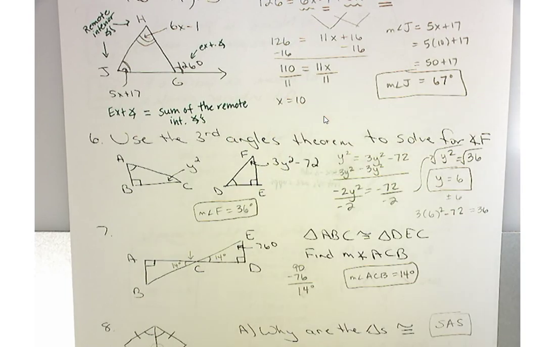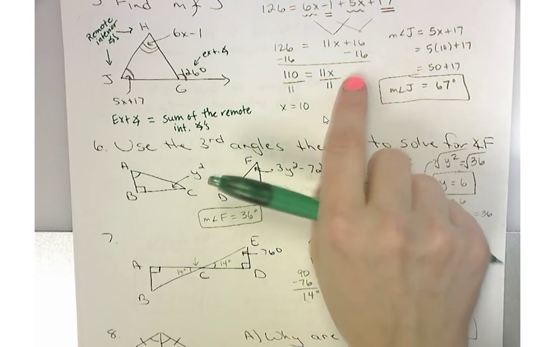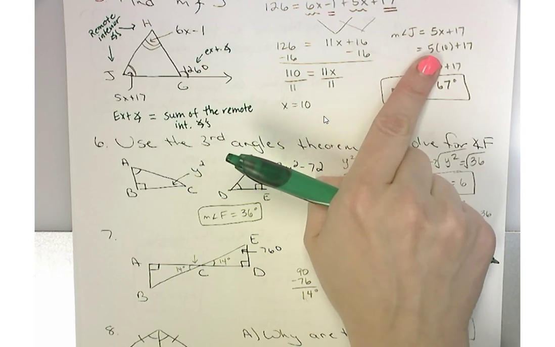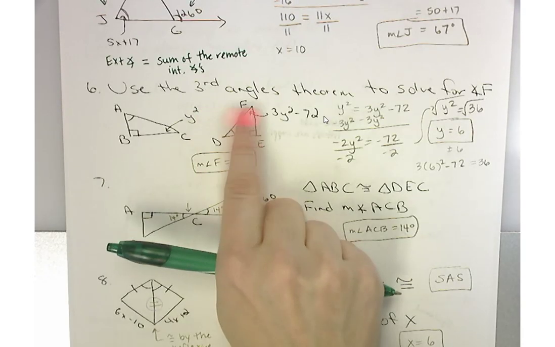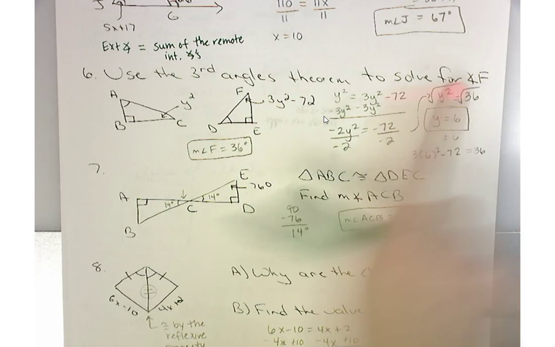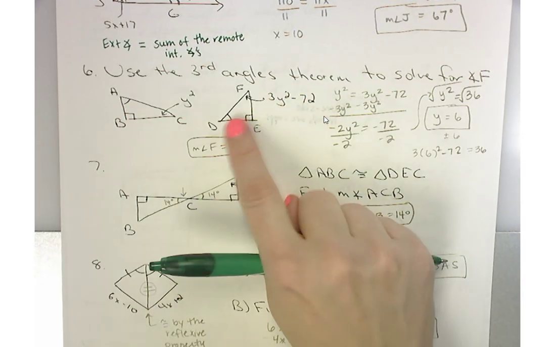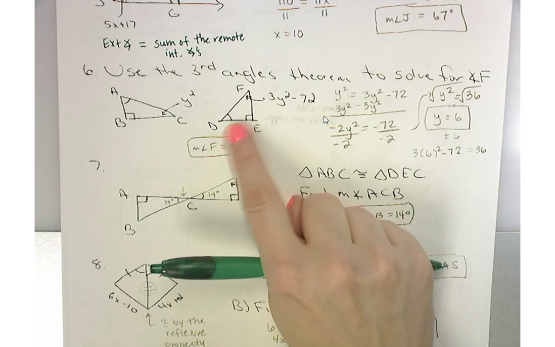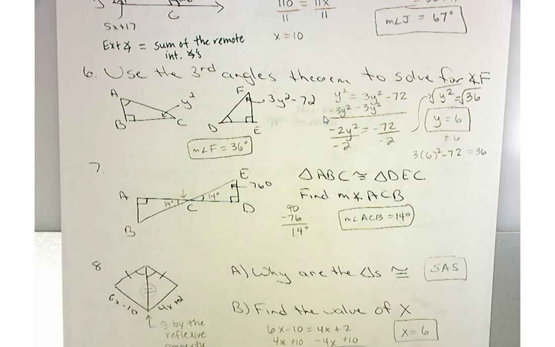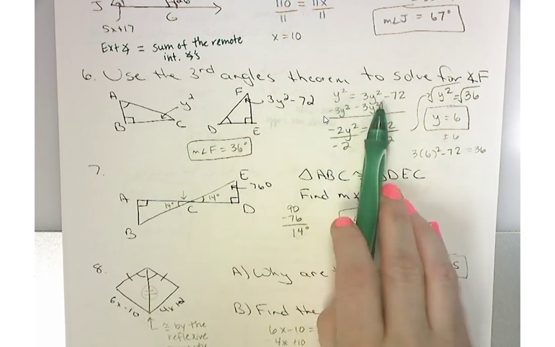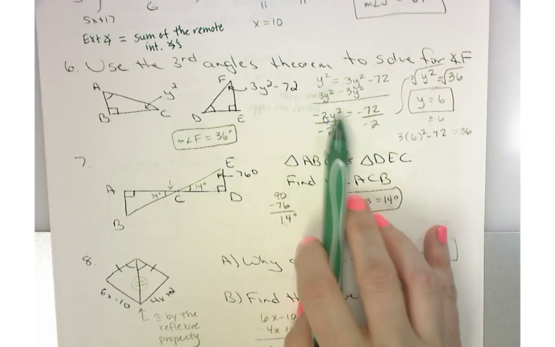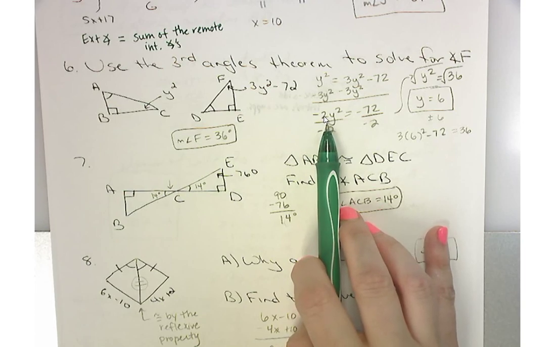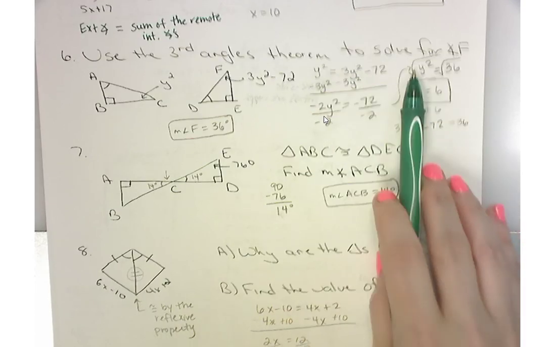Okay, 6 says use the third angles theorem to solve for angle F. The third angles theorem says if two angles are congruent to two angles in another triangle, the third ones have to be congruent. So you're going to set these two equal to each other. Don't worry about the y squared. Once you move all of your y squareds to one side and get it by itself, you're going to have y squared is equal to 36. Then you take the square root of both sides, and you will get plus or minus 6. That should be your answer for this.